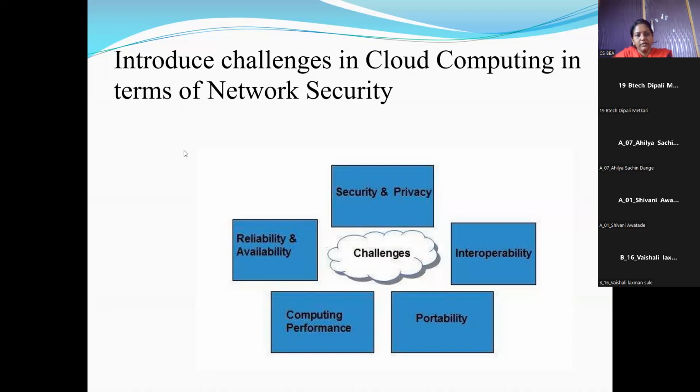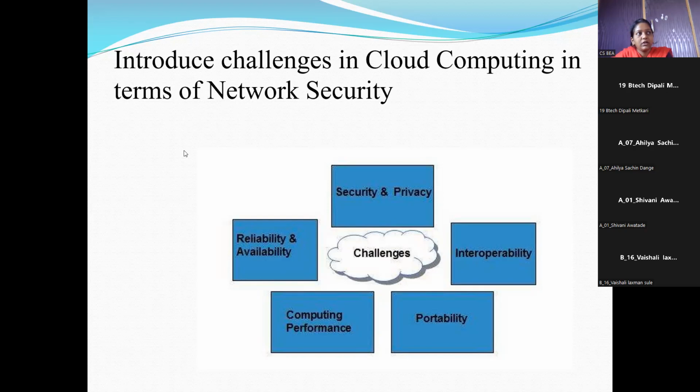Then next is the portability. Again, this is another challenge to cloud computing, that applications should easily be migrated from one cloud provider to another. So there must not be any vendor lock-in. However, it is not yet made possible because each cloud provider uses different standards and languages for their platforms.